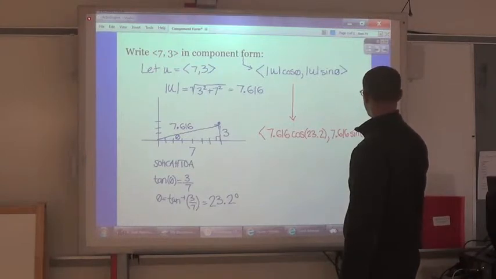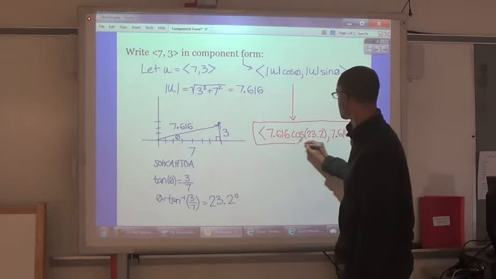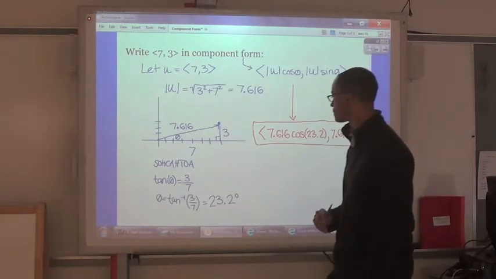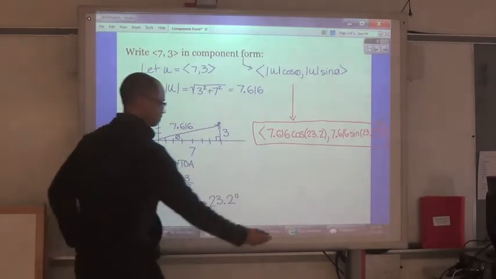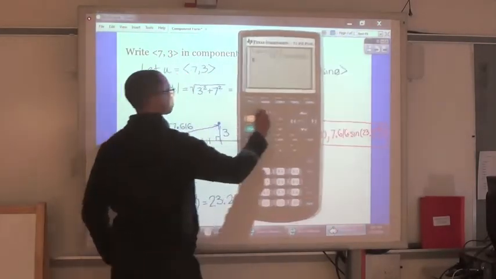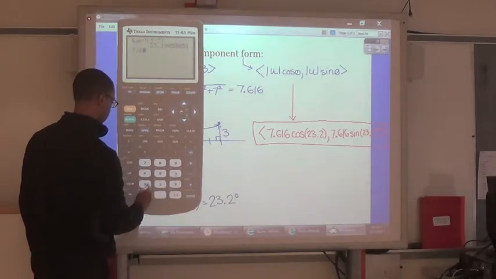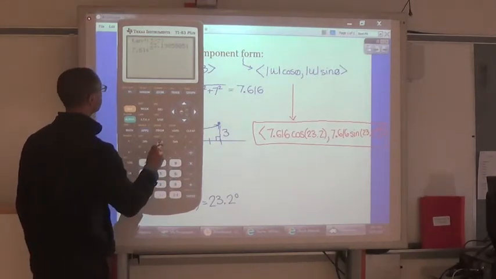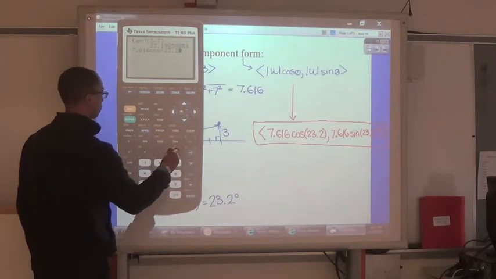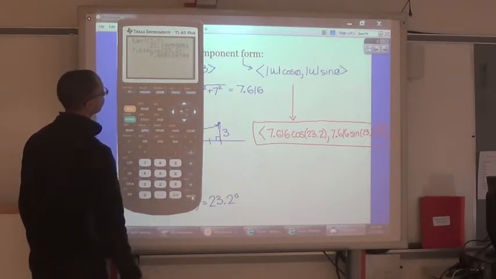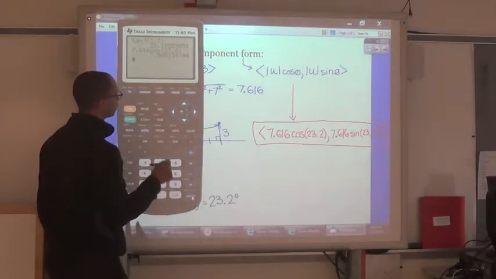And a good way to check if you did the problem right is to see if what you put in for your component form can be evaluated to give you the original vector. So what I'm actually going to do is pull up the calculator and I'm going to put in 7.616 cosine 23.2 and it should give me 7. And it's kind of hard to see on the screen, but it does say 7.00.